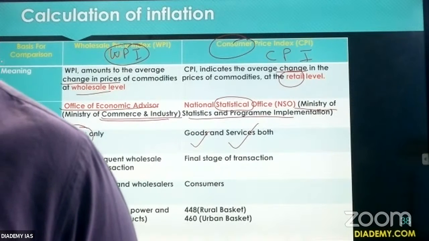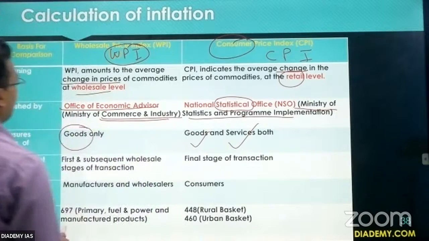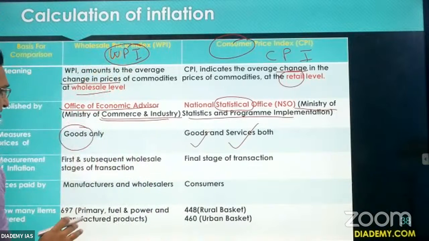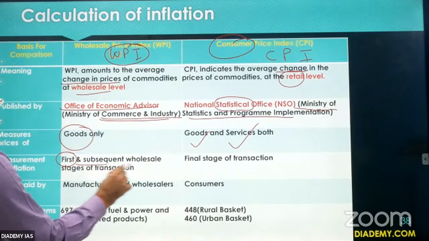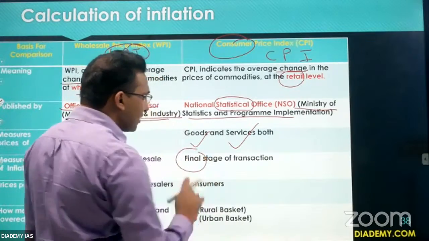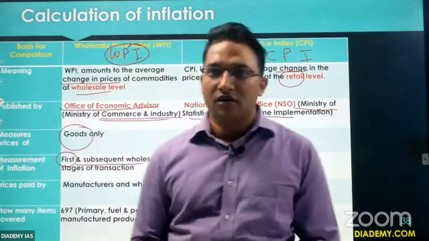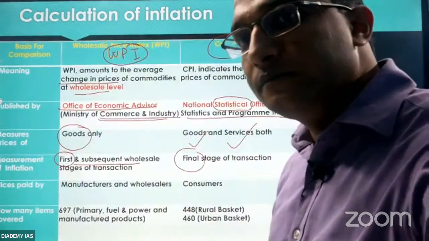Next, in the wholesale price index, the stage of transaction is first or subsequent wholesale. And in the consumer level, this is the final stage because the ultimate transaction happens with the consumer. When the consumer buys, after that there is no further transaction, right?